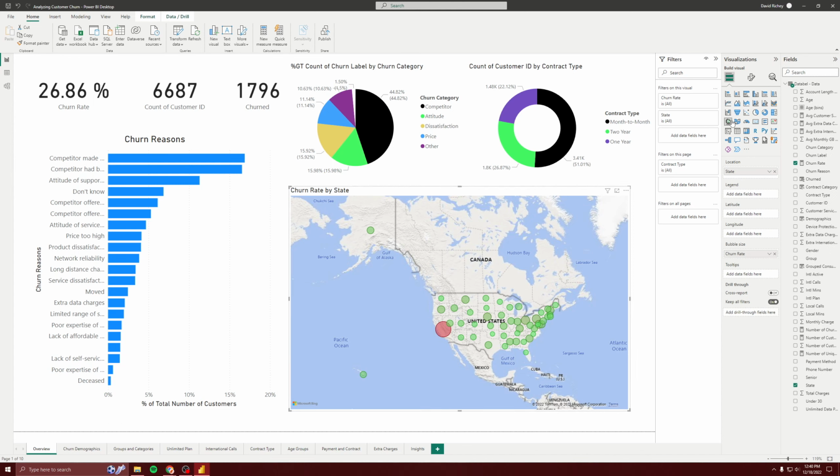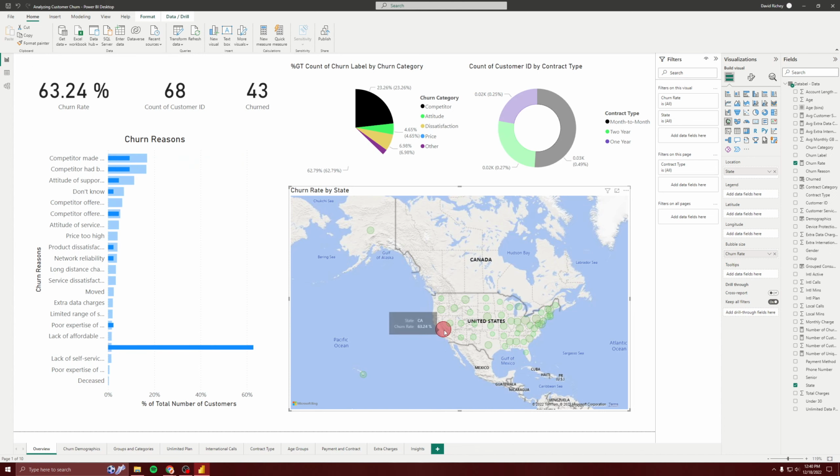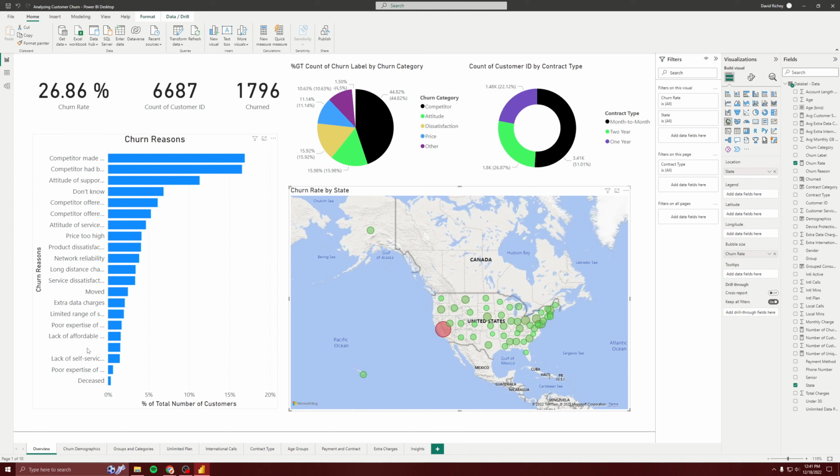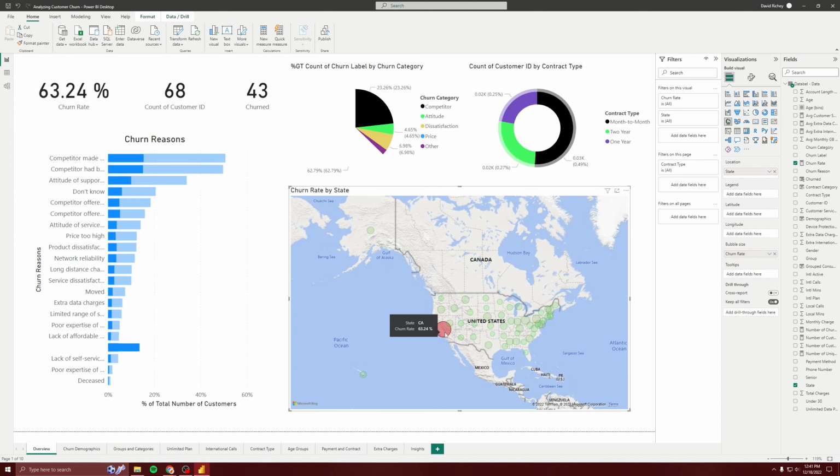Here's a map visual that we see. Okay, most of the churn was in California, and a lot of it was for no churn reason at all. And that's that link there.